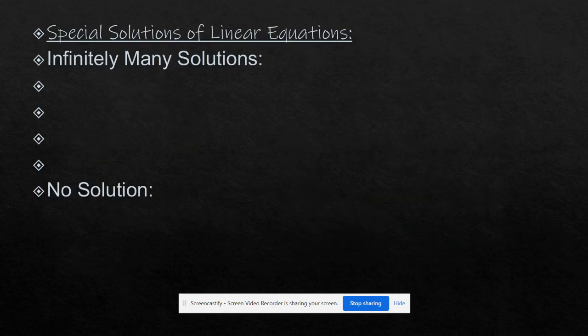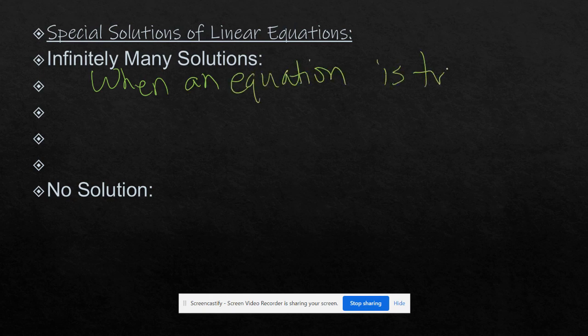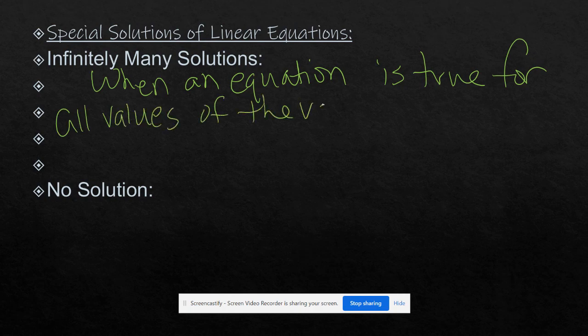Sometimes we get special solutions to our linear equations. They're either going to be infinitely many solutions or no solutions. So how do I know when I have one of those? When an equation is true for all values of the variable, then your answer is infinitely many solutions.